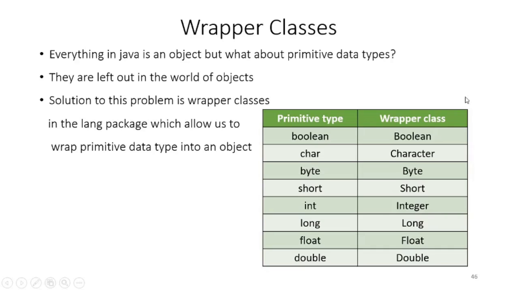So for boolean data type the wrapper class is Boolean. For char data type the wrapper class is Character. For byte the wrapper class is Byte. For short the wrapper class is Short. For int, the wrapper class is Integer. For long, the wrapper class is Long. For float, the wrapper class is Float. And for double, the wrapper class is Double. So all wrapper classes begin with a capital letter and primitive data types are all in lowercase.